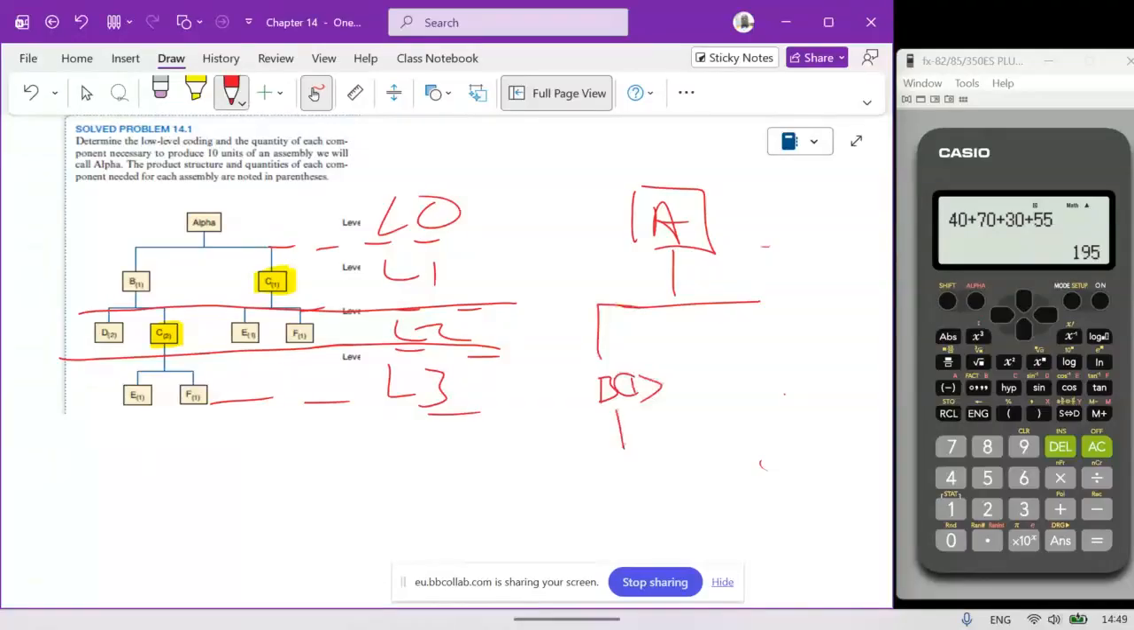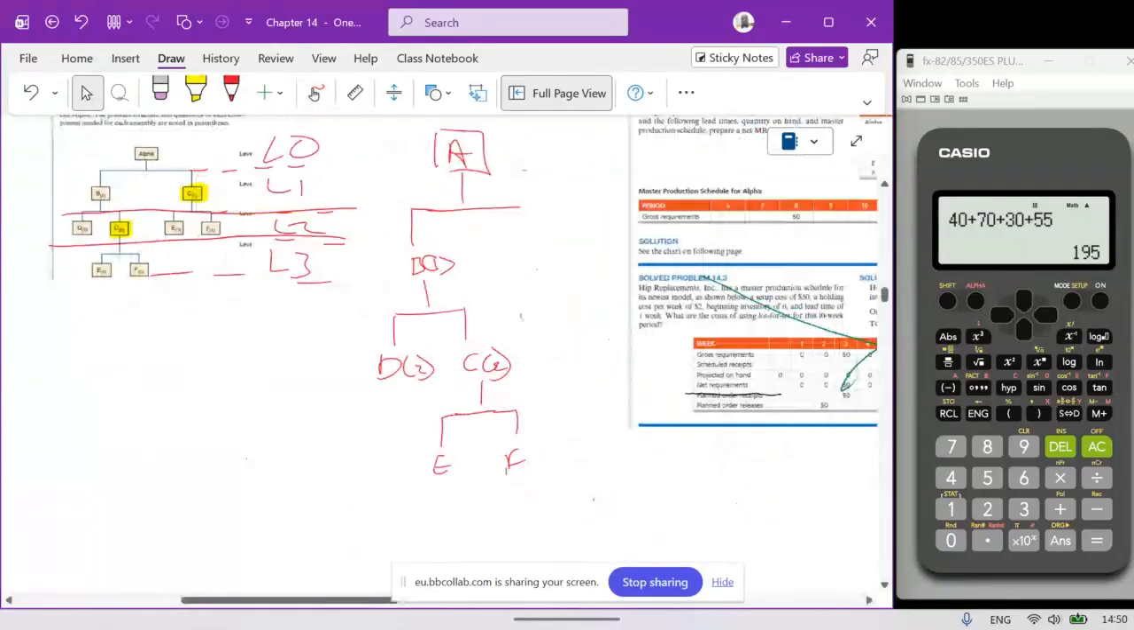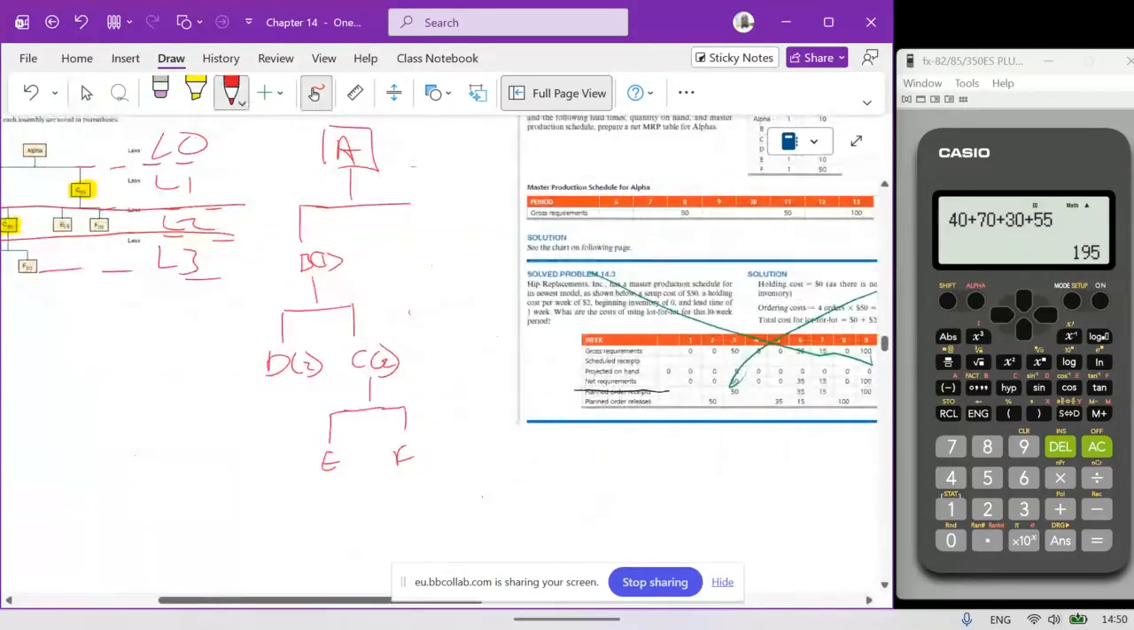Okay. And then under B, we have what? G. And we have C. And then under there, under C, we have E, which is 1, and F, which is 1. Perfect. So now this side, C is no longer with B.